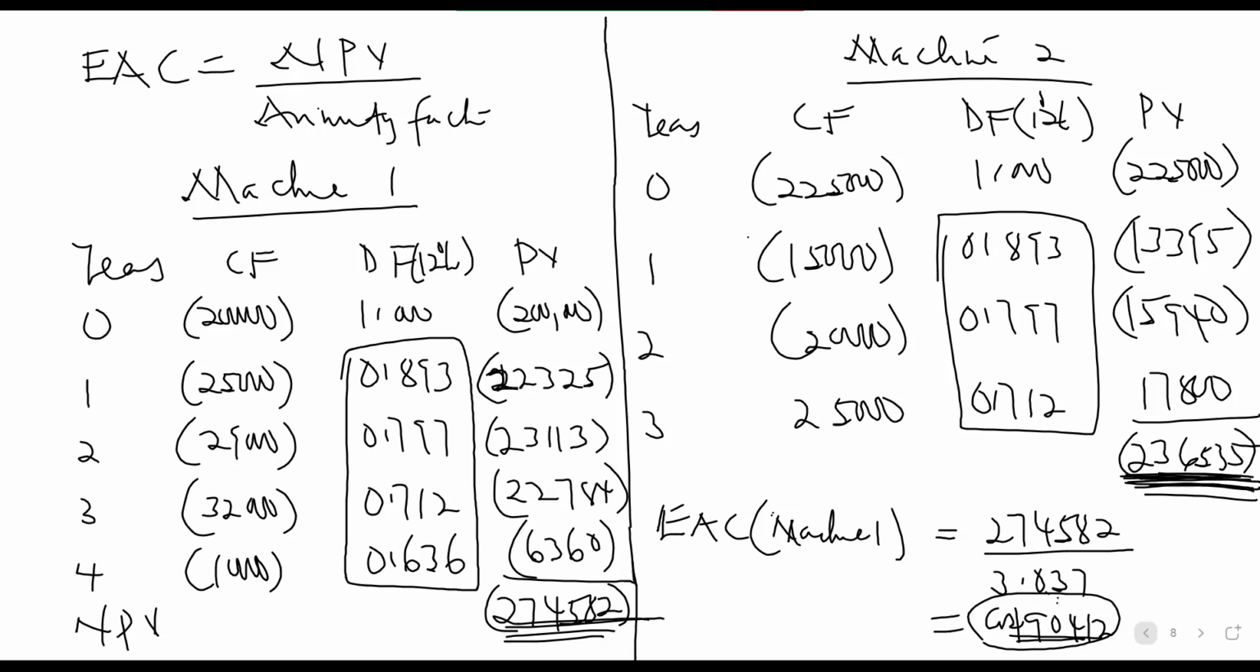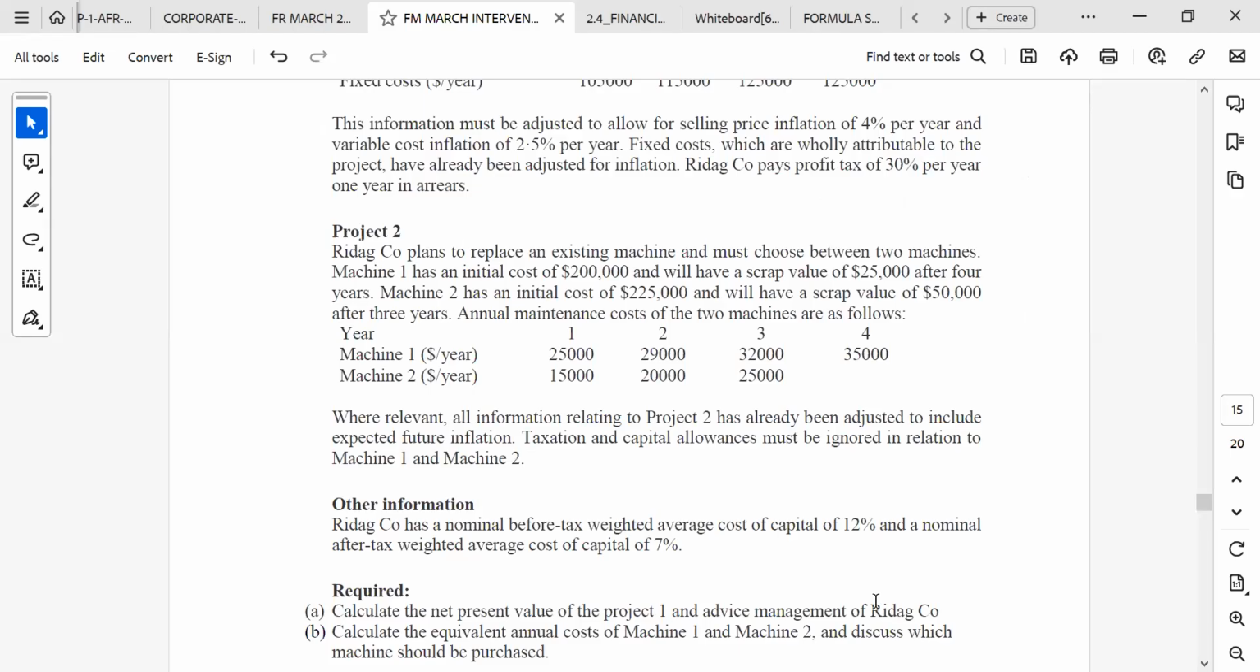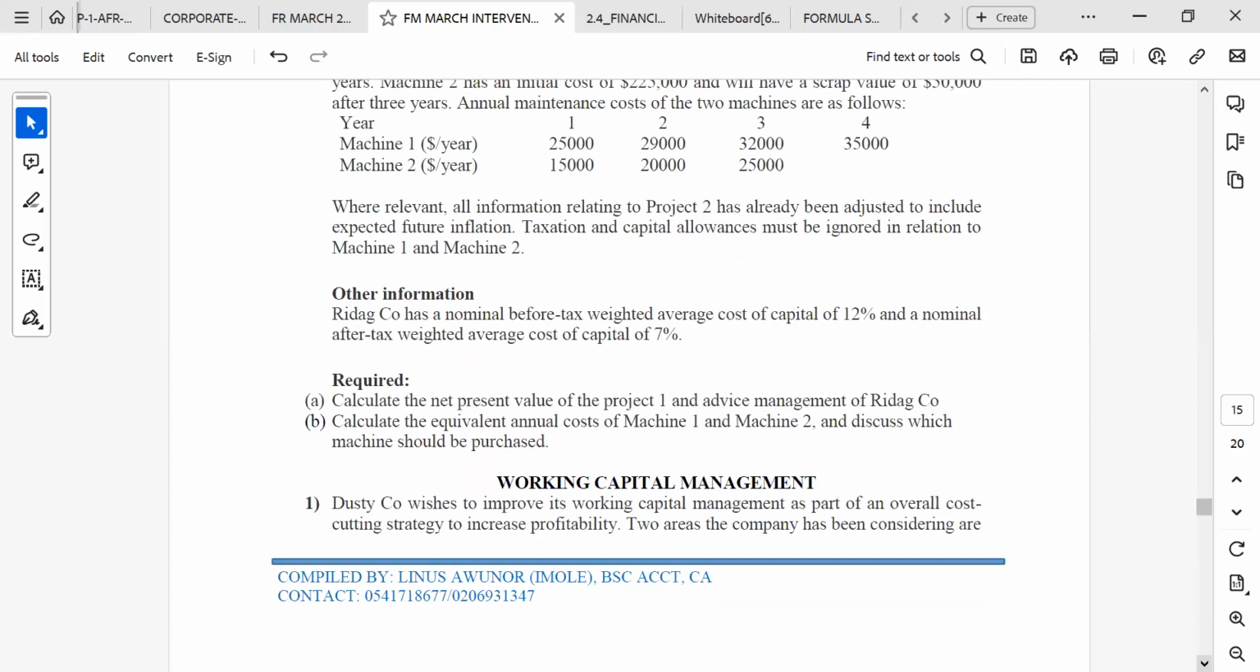Are we buying the machine or we are replacing them? No, you are here to buy this particular machine. So they say that this one was to replace an existing machine and must choose between 2 machines. Machine A has an initial cost. So you want to replace an existing machine, so you are using this decision to know which of the machines to buy. Okay, calculate the annual cost of this and discuss which machine should be purchased. So we purchase machine A because the cost of replacing it is lower than that particular one.